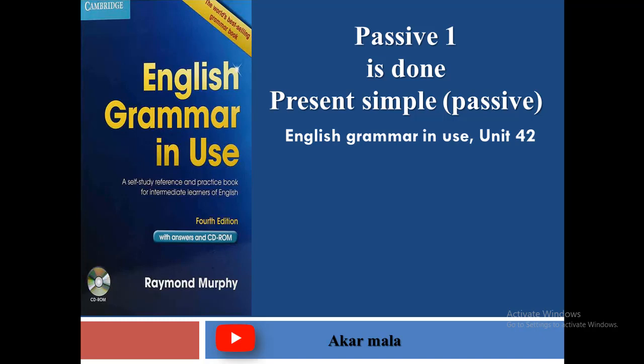So according to the English Grammar News book, today we will discuss Unit 42, which you can find on page 84. This unit is about the passive. In this video, you will learn what the passive voice is and what the forms of passive voice are. And you will learn how to change a sentence into passive voice.